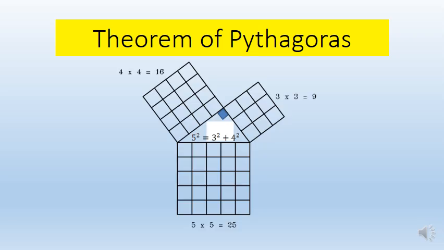The square on the hypotenuse. There's the hypotenuse here, because it's opposite the right angle. That square, the area of that square, it turns out to be 25, is equal to the sum of the areas on the other two sides. Now, did you know that? So 9 plus 16 equals 25. And there we have the Theorem of Pythagoras.